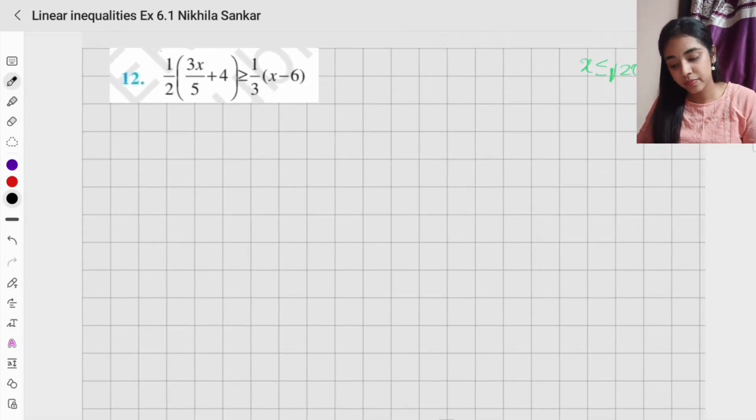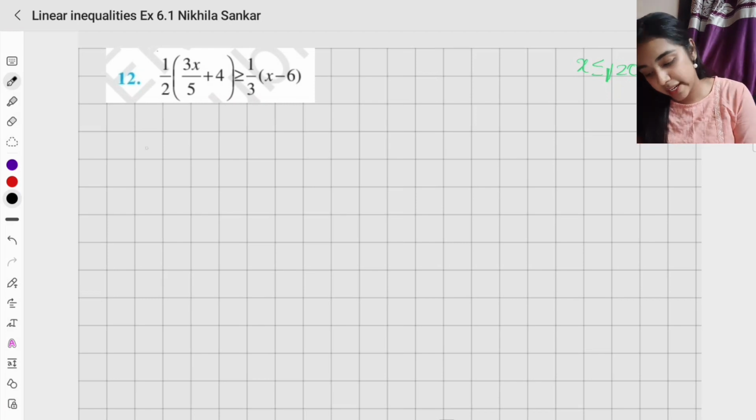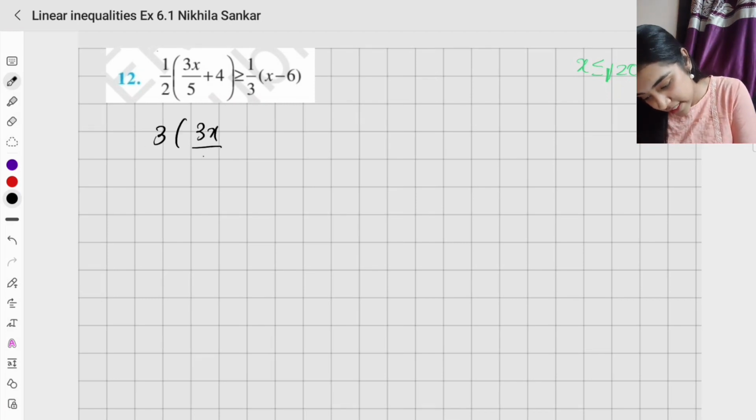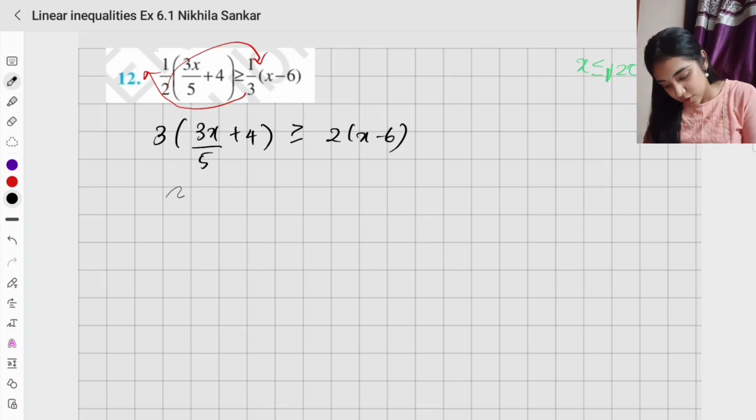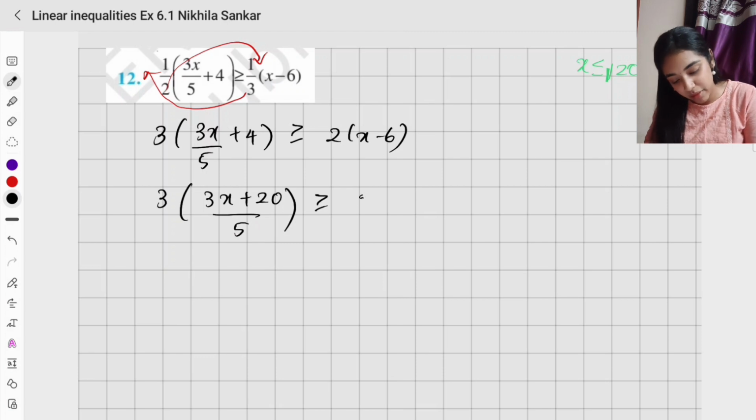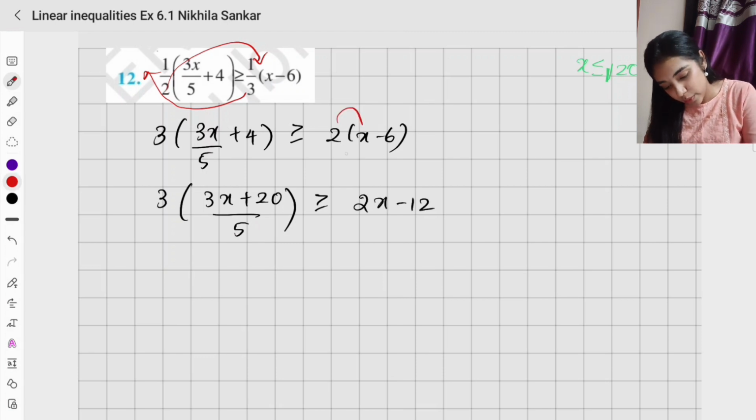Question number 12. I'm going to cross multiply again. So what will I have? 3 times 3x divided by 5 plus 4 greater than or equal to 2 into x minus 6. You understood what I did? The 3 I multiply here, this 2 I multiply here. Okay, please understand. So now I'm going to take the LCM inside before multiplying. So 3 times 3x plus 20 the whole divided by 5 greater than or equal to, here I'm going to multiply, I'll have 2x minus 12. 2 into x, 2 into minus 6.